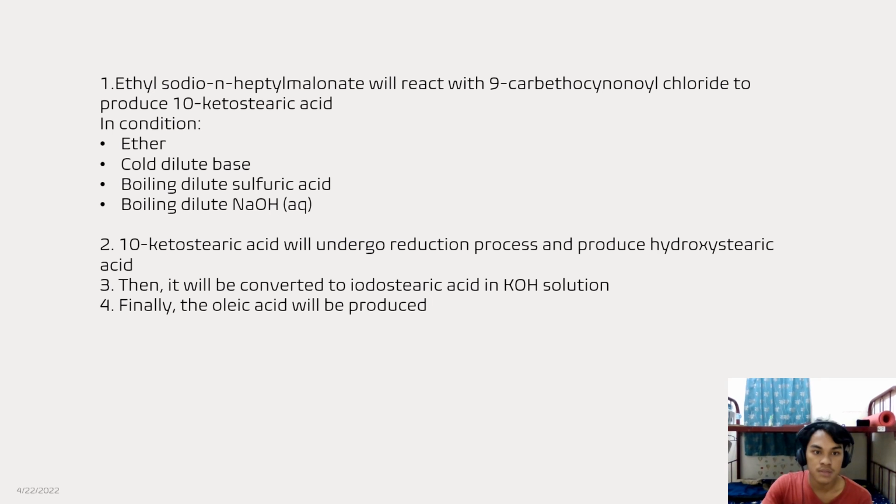For the second step, 10-ketostearic acid will undergo a reduction process and produce hydroxystearic acid. Then it will be converted to iodostearic acid in potassium hydroxide solution. Finally, the oleic acid will be produced.